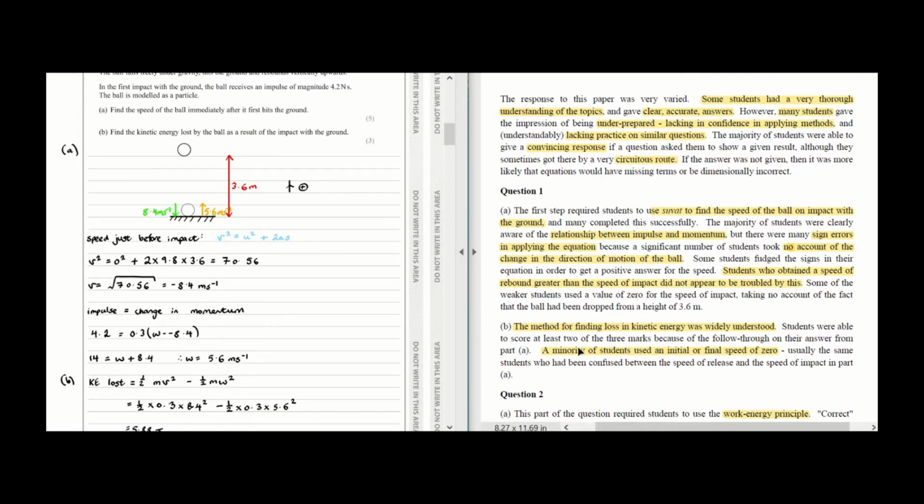widely understood, but there were a minority of students who used an initial or final speed of 0, which was incorrect. You have to think of it in terms of this. Okay, we're not thinking of it from here to here. We're thinking about once it reaches here and goes back up, if that makes sense.